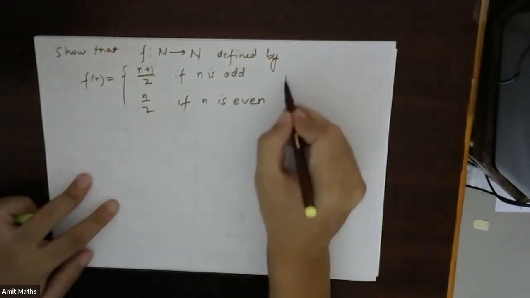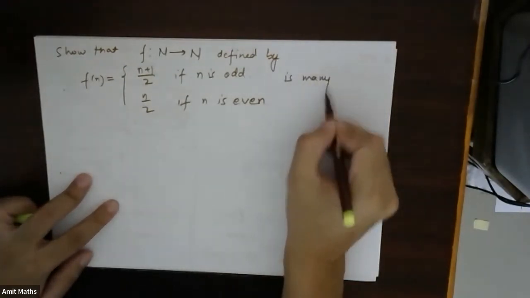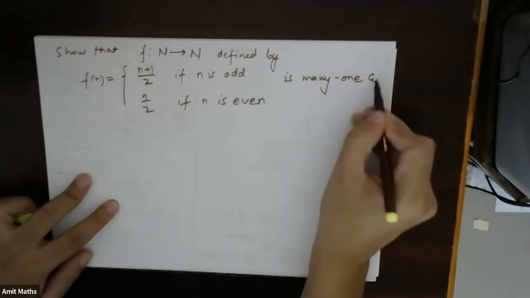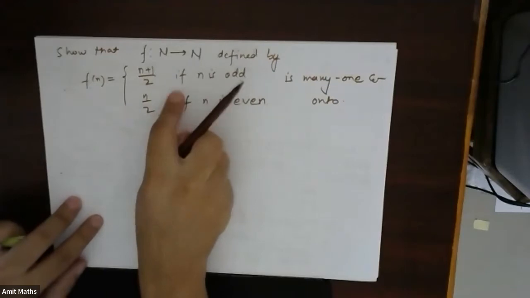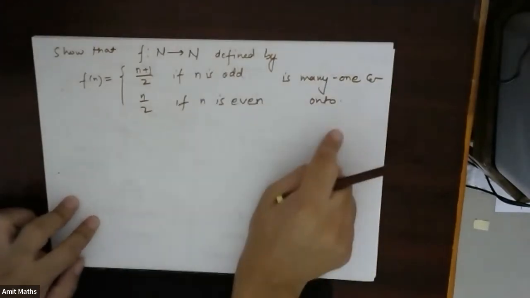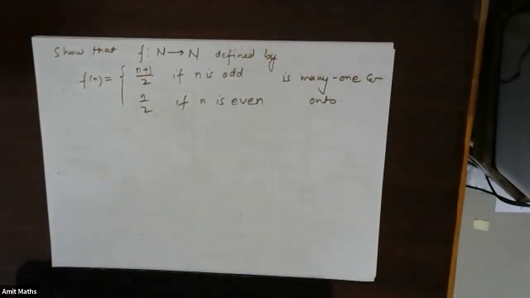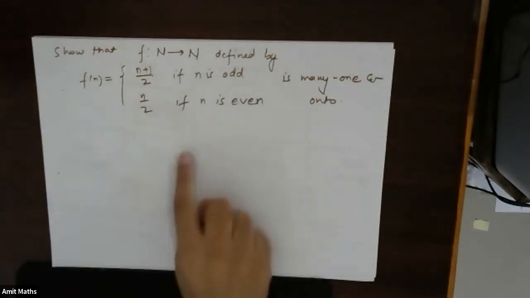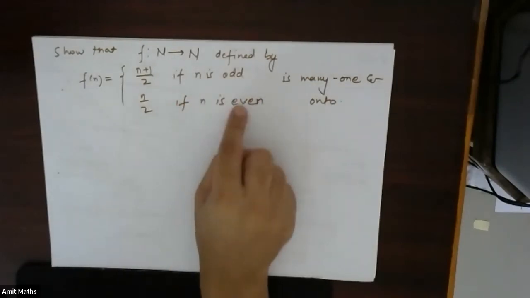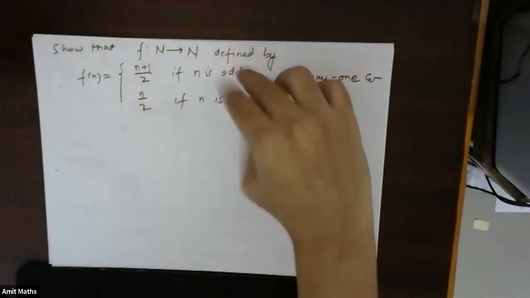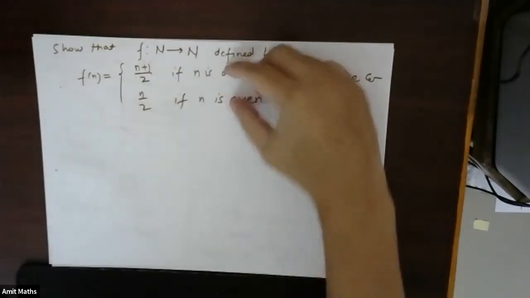is many one and onto. You have to prove that this mapping which is given is many one and onto in nature. Okay, I'll give you 5 minutes. Just check. Same question. Again, you have to divide the domain into two parts. One is odd, one is even. First take the two parts separately, and then combine.